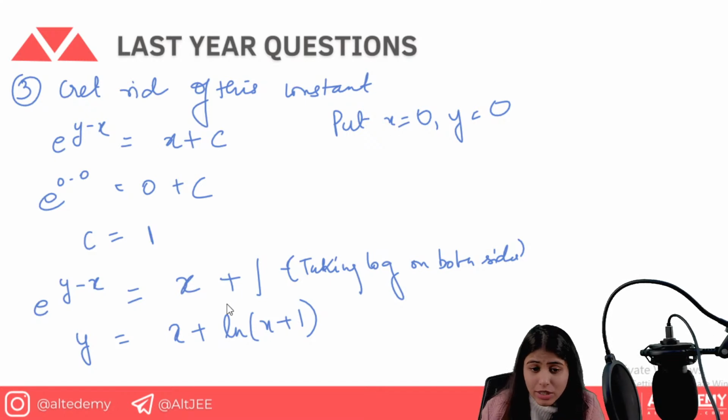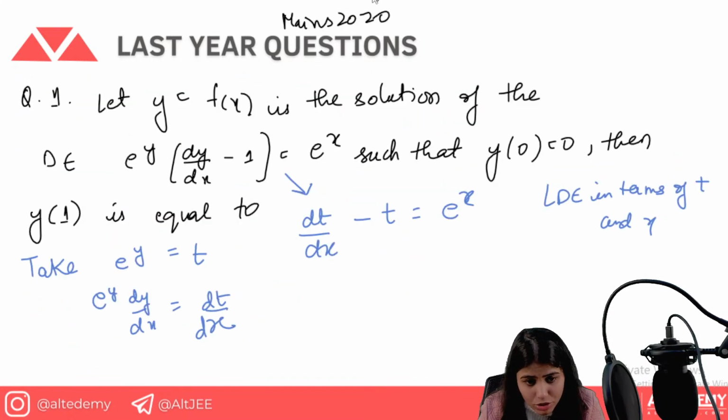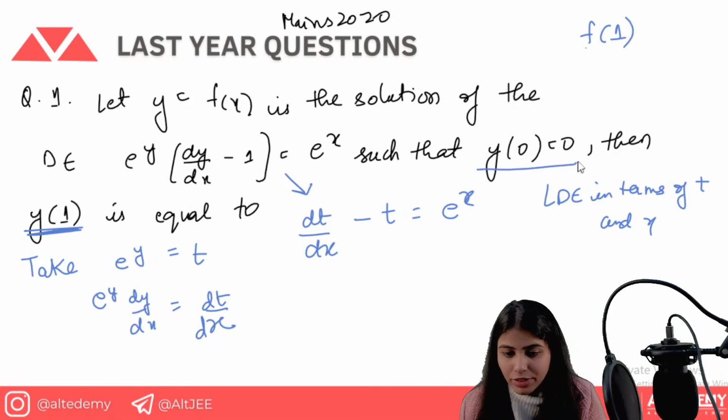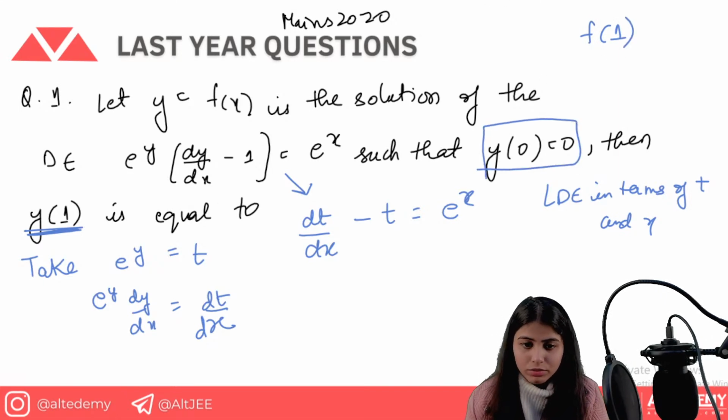What else you can do is calculate at x equal to 1 also. We put x equal to 0 earlier. Now you can calculate the value asked in the question, y of 1. Y of 1 means f of 1. This was given: y of 0 is equal to 0.